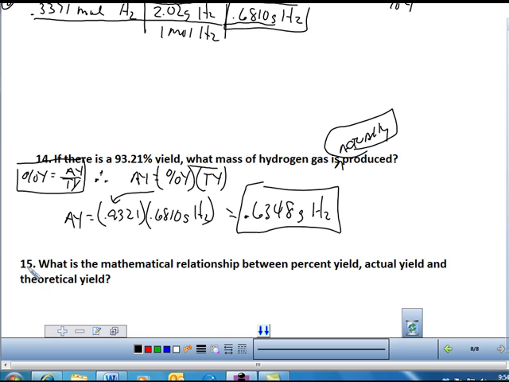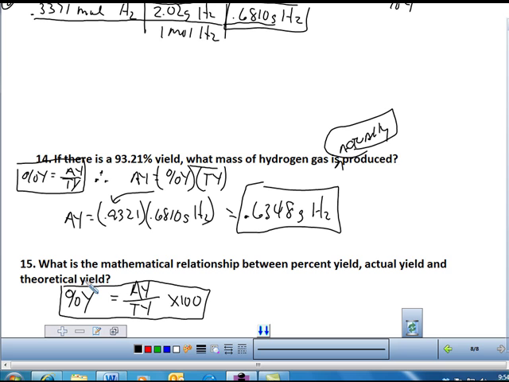Okay? But anyway, so we get to chapter 15. We've already answered that question. Mathematical relationship between percent yield, actual yield, and theoretical yield. Well, the way I write it is in terms of the percent yield. The actual yield over the theoretical times 100 equals what? The percent yield. And you can turn that around any way you want to turn it around, but generally the most common question is, what is the percent yield of this reaction, or so on.